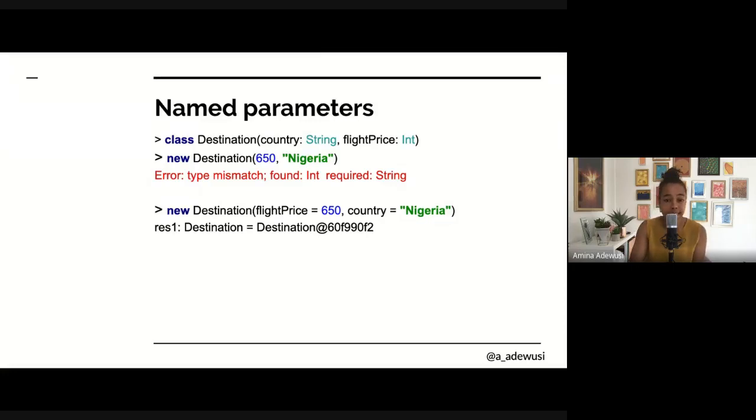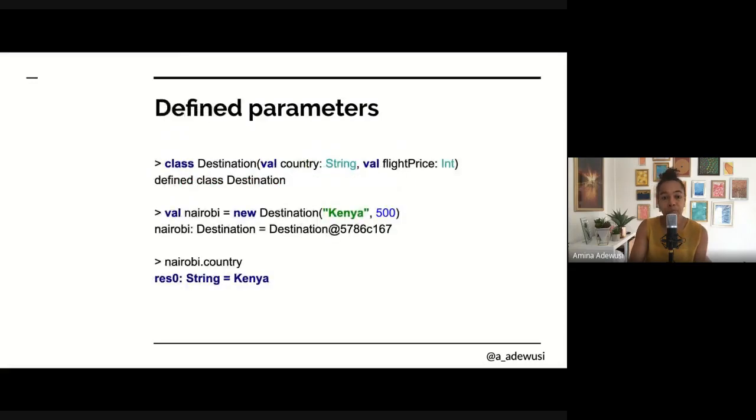So to remedy this, we can introduce named parameters when we instantiate our object. This means that we can change the ordering of the parameters and the Scala compiler can identify them. This is great because it means that when we create a new instance, the order of our arguments doesn't matter as long as we name them.